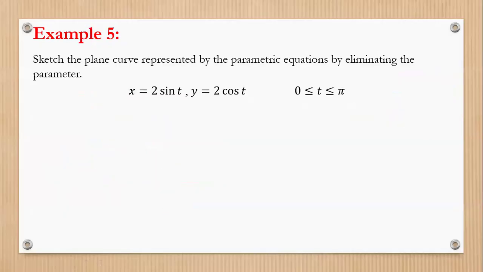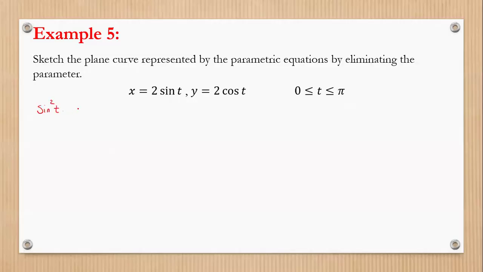Next example, we want to sketch a plane curve that is represented by these two parametric equations. Again, as you see, x and y both include trigonometric functions, sine and cosine. So whenever you see trig functions, try to find one trig identity. And the only trig identity that I know that includes both sine and cosine is sine squared plus cosine squared equal to 1.